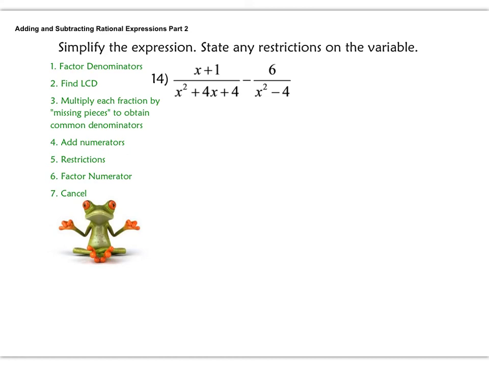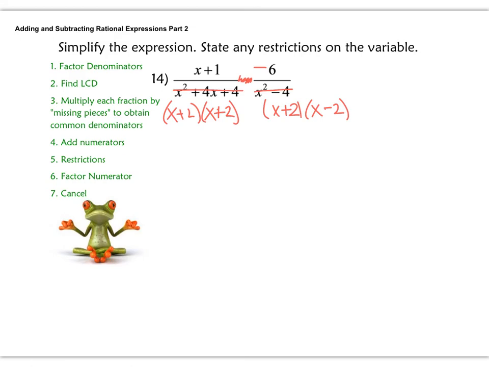I see the minus sign in the middle, so let's make sure we distribute that to the numerator. And always go left to right, so it's just the one after it. We're ready for step 1, factor denominators. So the first one's going to factor to x plus 2 and x plus 2. The second one will factor to x plus 2 and x minus 2. My favorite, difference of squares.